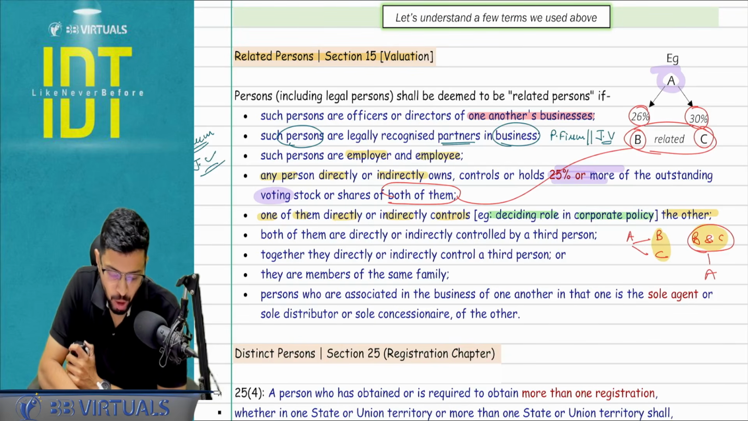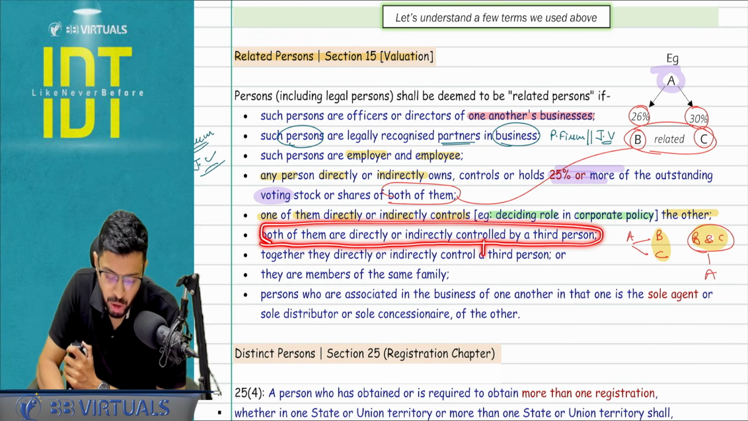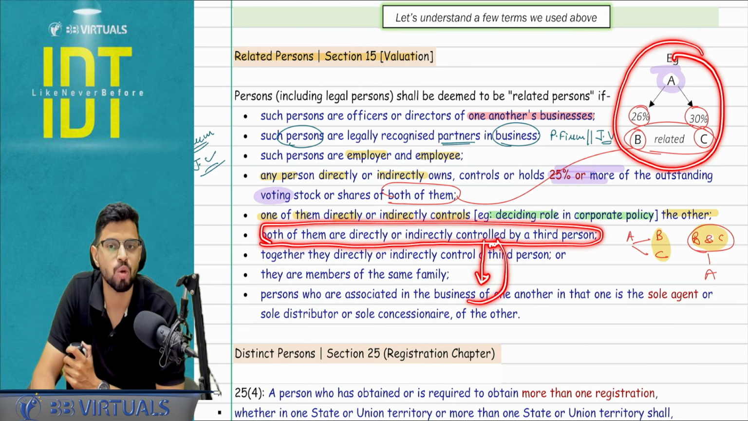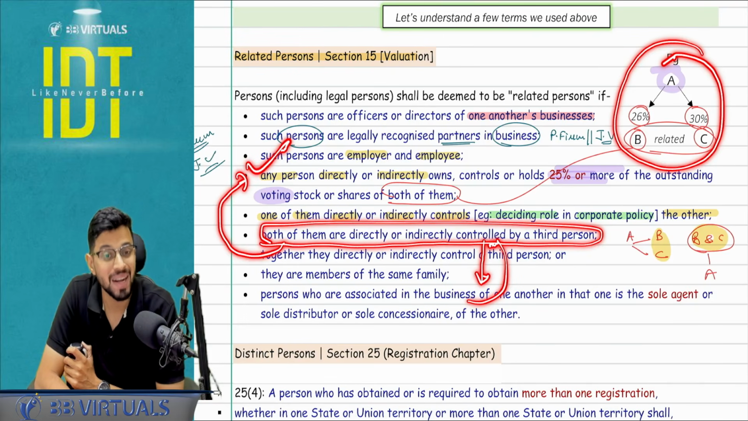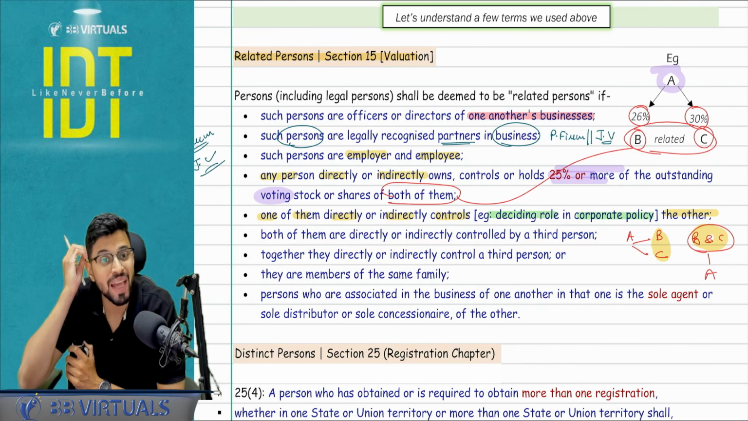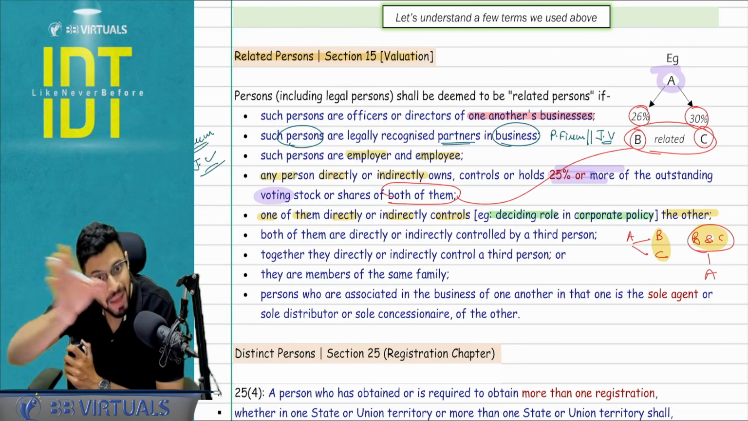But this particular clause: both of them directly or indirectly controlled by a third person. If we talk about voting power as a part of control, then in such a situation, even if it is 25% in both, before this clause, the fourth point will apply itself. But understand, control is a wide word. Voting power can be one manner of control. Other manners are also possible.